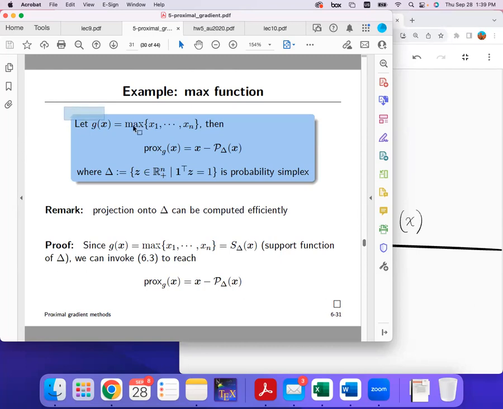In this example we define the function g(x), which takes the maximum value among all the coordinates. This is not the L infinity norm, because the L infinity norm is the maximum among the absolute values of all the coordinates. Here there are no absolute values; it's simply the maximum value among all the coordinates. Then the proximal mapping of this function is given by x minus the projection of x onto the probability simplex.